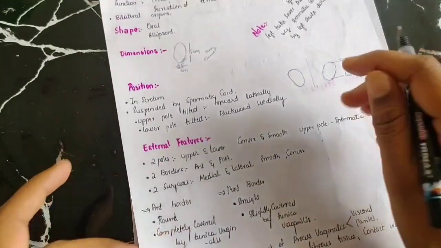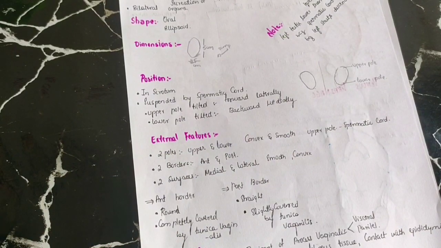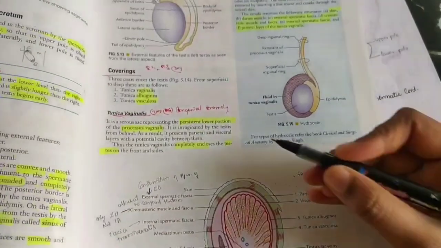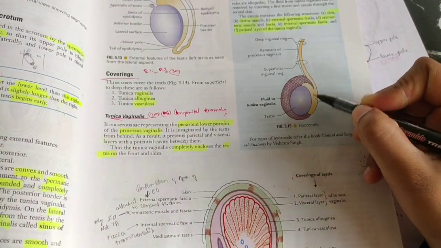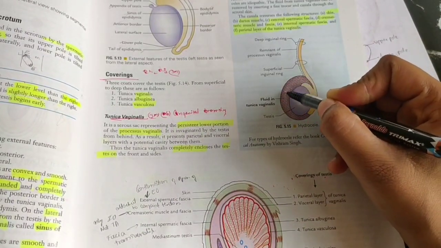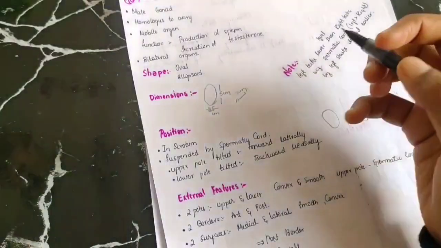It is completely covered by tunica vaginalis. As you can see in this image, this is the anterior border, completely covered by tunica vaginalis, whereas the posterior border is not completely covered by the tunica vaginalis layer. This is the tunica vaginalis layer, and if fluid is filled inside this, the condition is known as hydrocele.